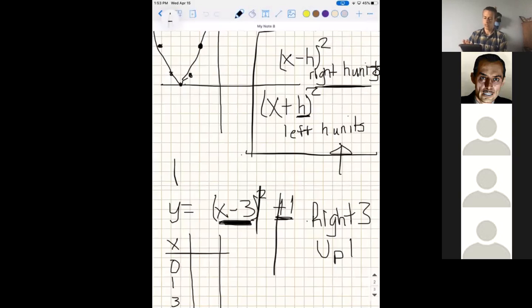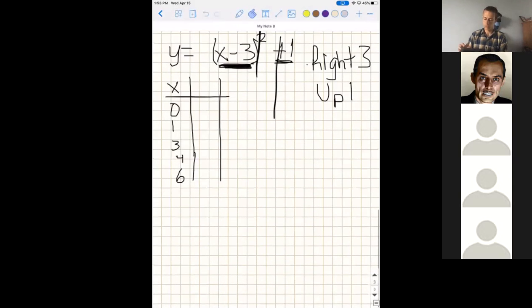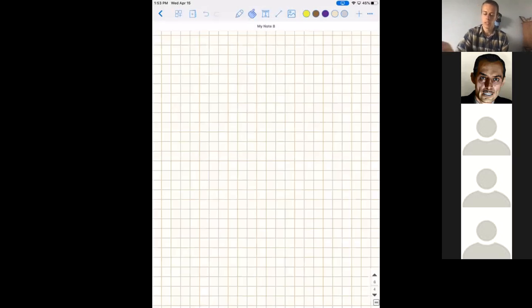I'll put the equation up in just a second for you guys. New page. y equals (x plus 3) squared minus 2. Okay.